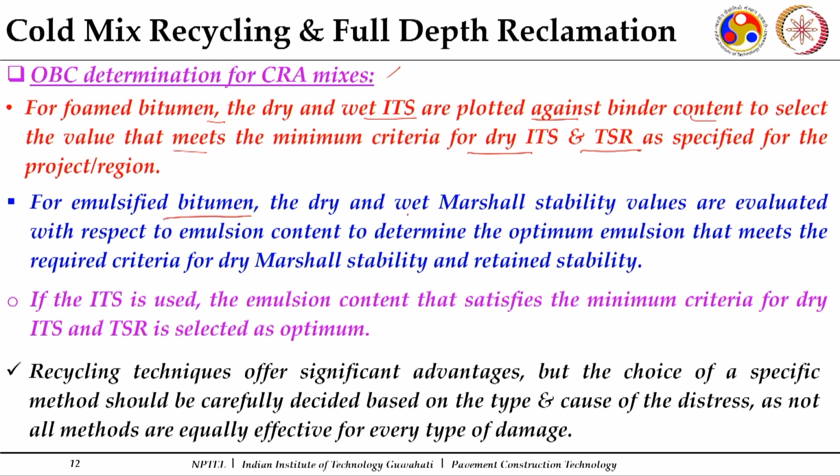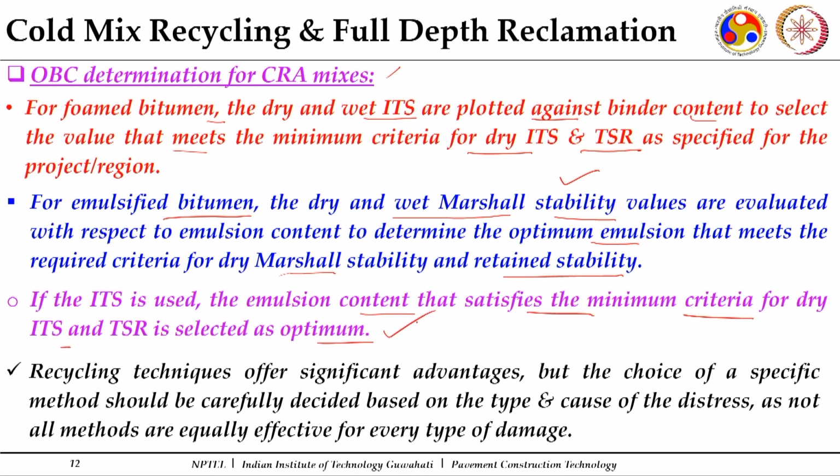Similarly, for emulsified bitumen, as I mentioned, we can have requirements for the dry stability as well as the wet stability, which is arrived at after subjecting the samples to saturation. To determine the optimum asphalt content that meets the required criteria for dry stability and retained stability, if the ITS is used, the emulsion content that satisfies the minimum criteria for ITS and TSR is selected as the optimum.